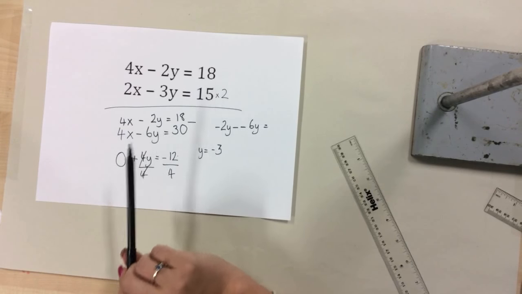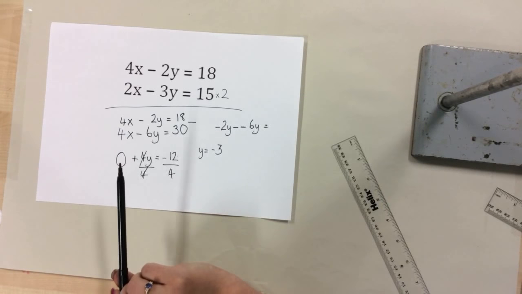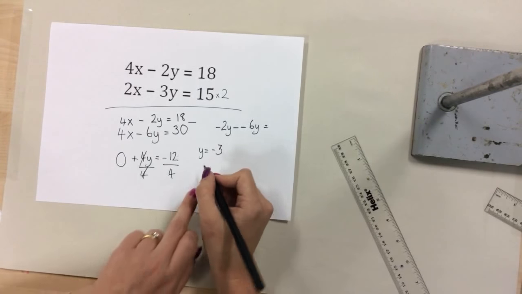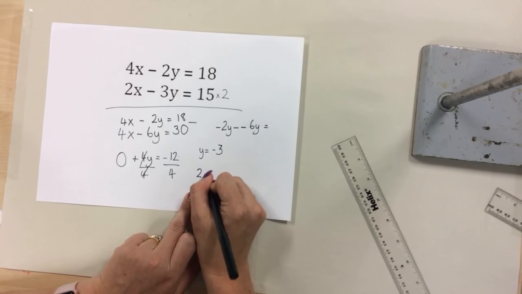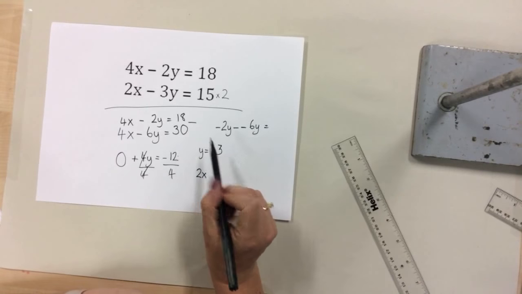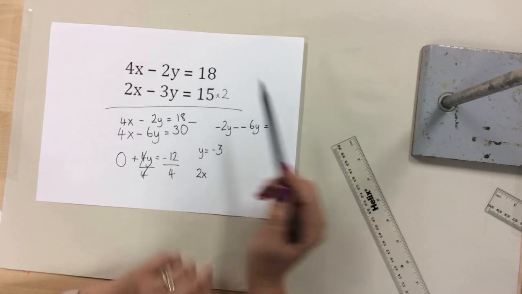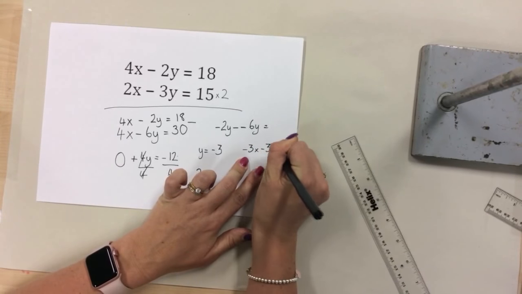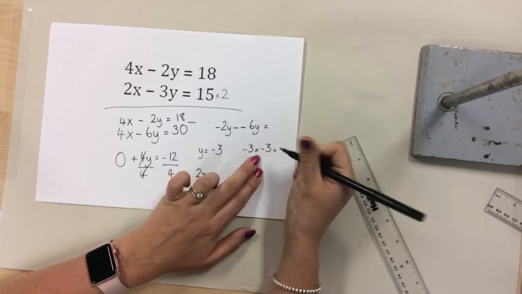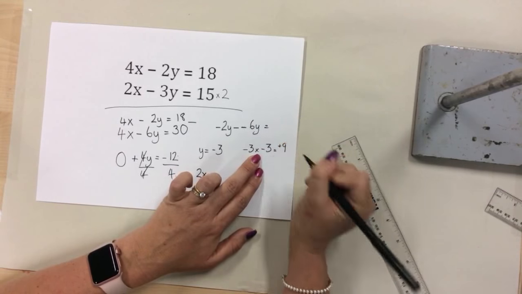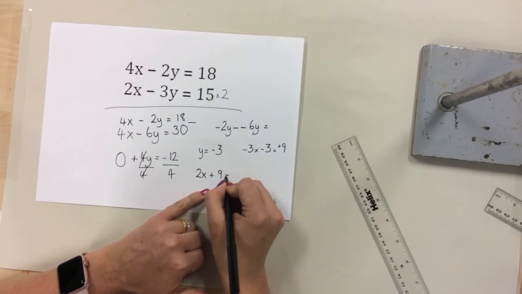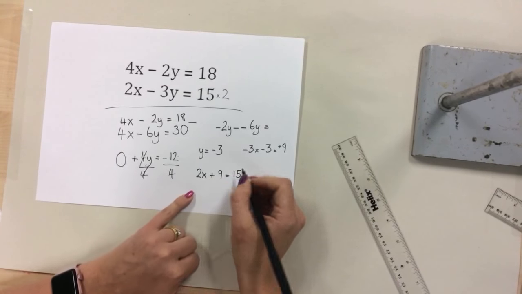It doesn't matter which one you pick to substitute it in. So I think I'm going to pick this one. So I've got 2x, and then I've got negative 3 multiplied by negative 3, and a negative multiplied by a negative is going to give you positive 9. So I've got 2x plus 9 equals 15.